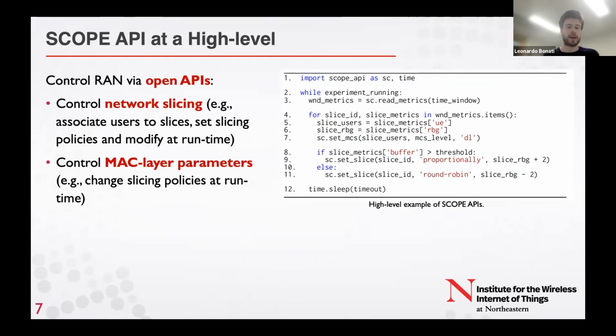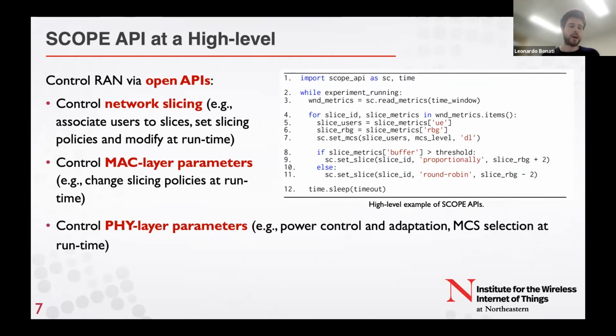Similarly, you can control multi-layer parameters and functionalities, like you can change the scheduling policies for the network as a whole, or even for just one slice of the network or multiple slices, and you can do this at runtime as well. Or again, you can control physical layer parameters, like power control and adaptation, or the selection of modulation and coding scheme for targeted users that your cellular network is serving.